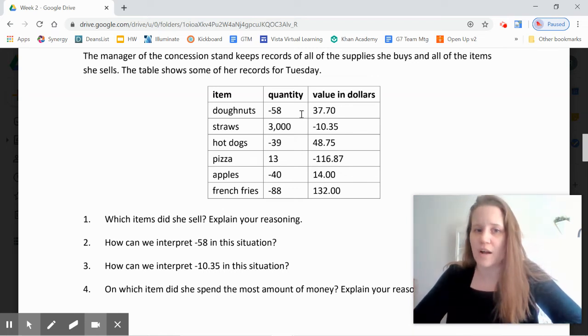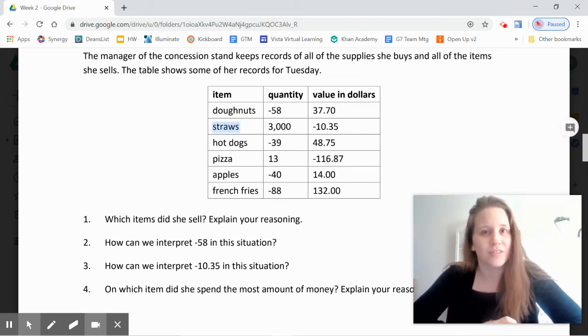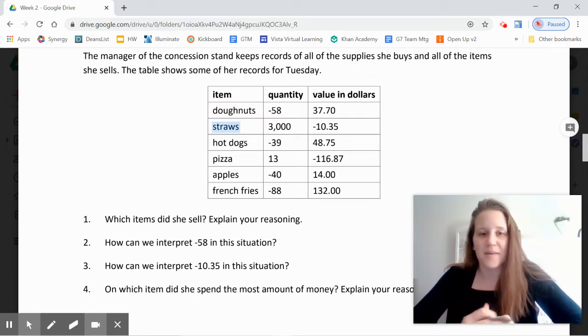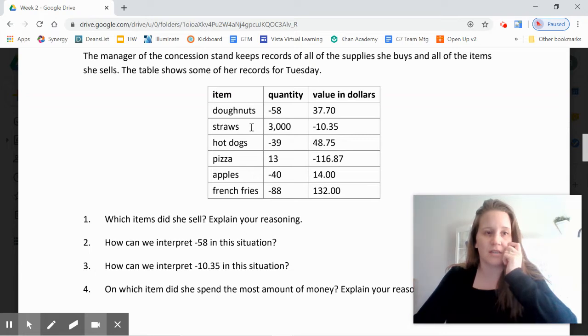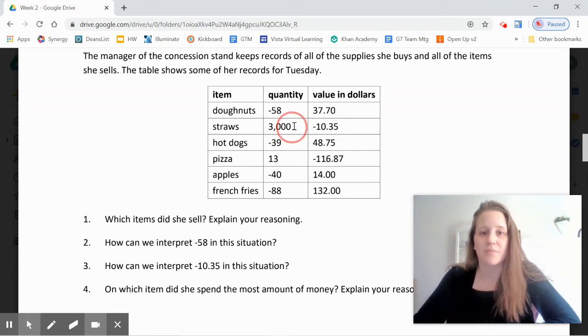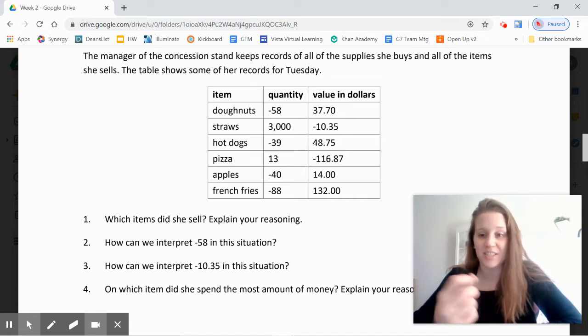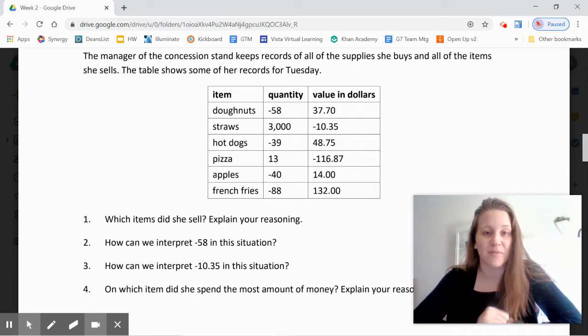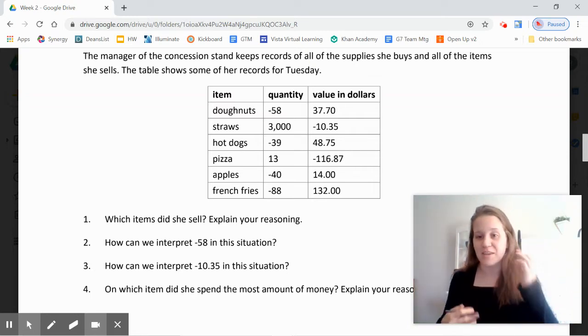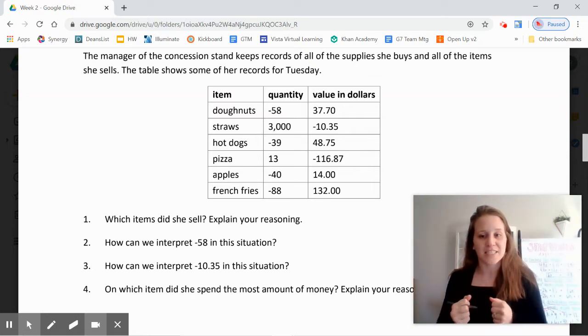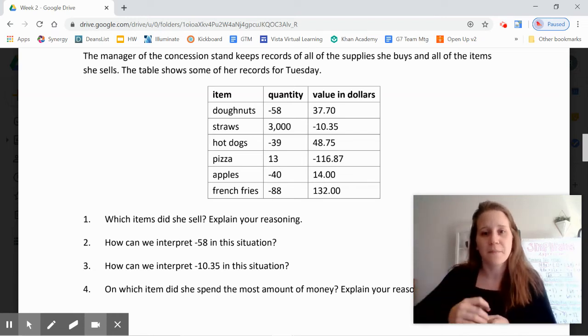That's different from straws. Have you ever been to a concession stand where you had to buy a straw? No. The concession stand manager probably ordered some straws and got some in a shipment. That's probably why this is such a big amount. They're not just giving out one for every drink they sell, right? They're getting in bulk a bunch of straws. So the amount of straws that I have as the concession manager is increasing, so positive 3,000.